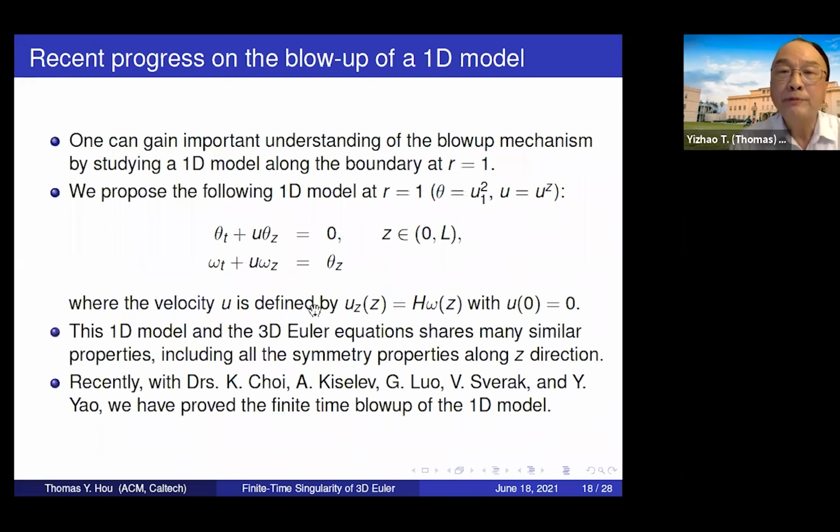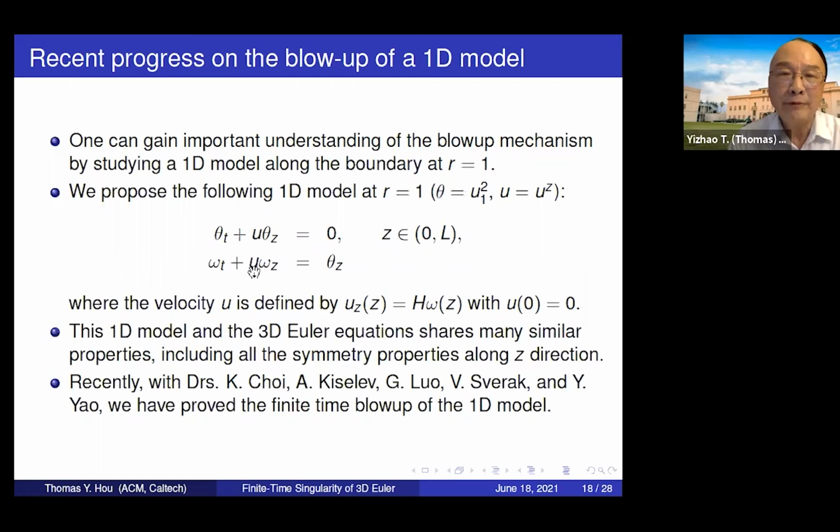So in the same paper, we proposed a one-dimensional model, because it looks like the asymmetry along the z direction and the presence of the boundary at r = 1 played a very essential role to produce this stable blow-up scenario. So if you make a change of variable, you call u1 squared to be theta, like the density in the 2D Boussinesq equation. You call the axial velocity field to be u.